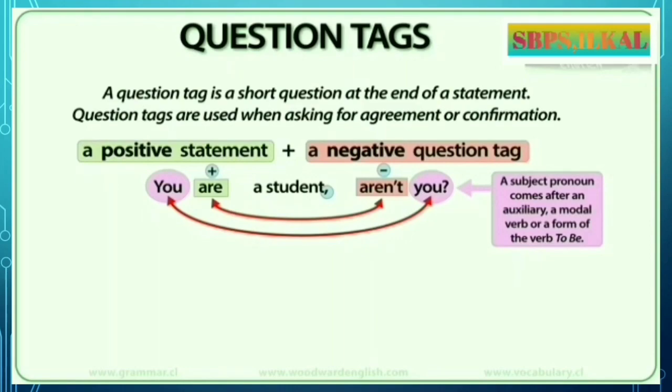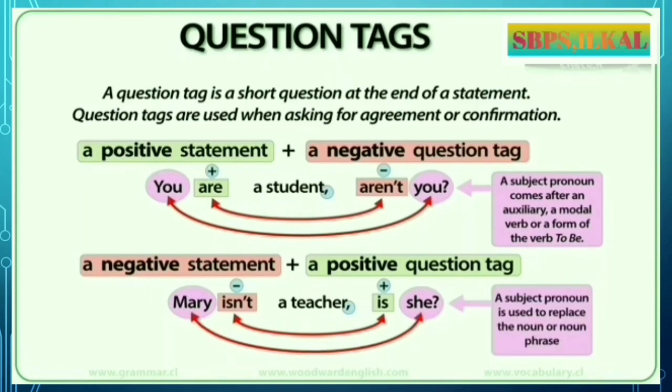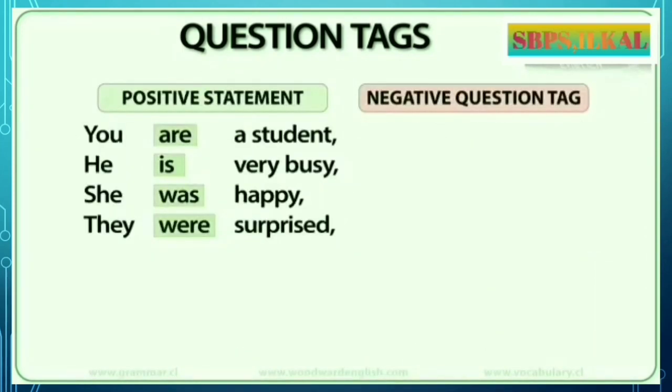So second rule: a negative statement is followed by a positive question tag. For example, Mary isn't a teacher. Isn't here is a negative statement, that is followed by a positive question tag, is, and Mary is a proper noun. Instead of that, we use the subject pronoun she. Is she? So here two rules are cleared. Is it clear, students?